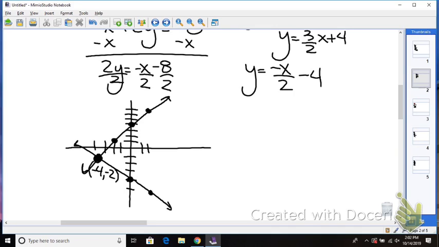Is graphing the only way to figure it out? No, we're going to do elimination and substitution, but today we're just doing graphing.